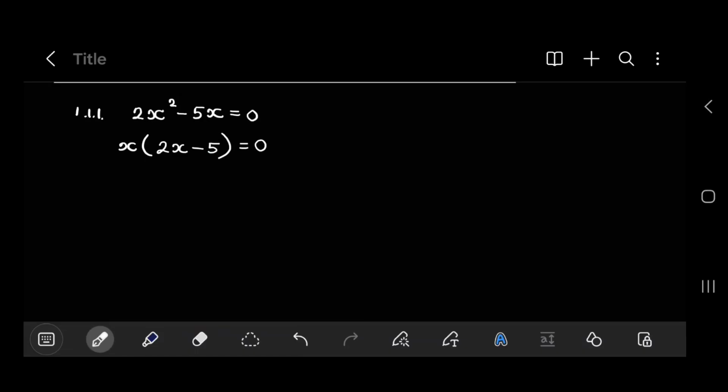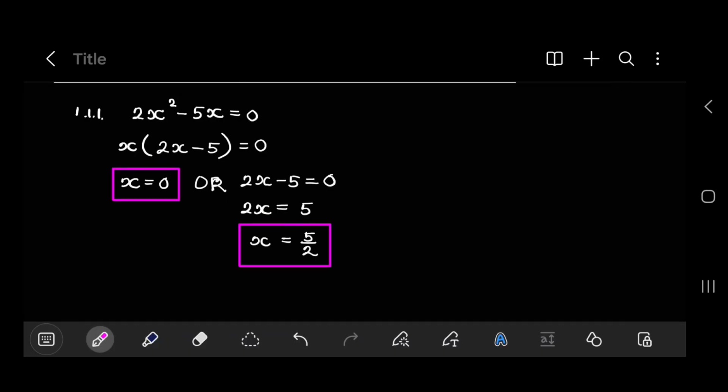Now, once you factorize, you set each factor equal to 0. So we have x is equal to 0, or 2x minus 5 is equal to 0. In the first factor, we've already solved for x. We see that it is 0. So we're going to work on the second factor, and let's take that negative 5 over to the right. It becomes positive. We're going to divide throughout by 2. So we have x is equal to 5 over 2. So those are our x values. This is quite simple.